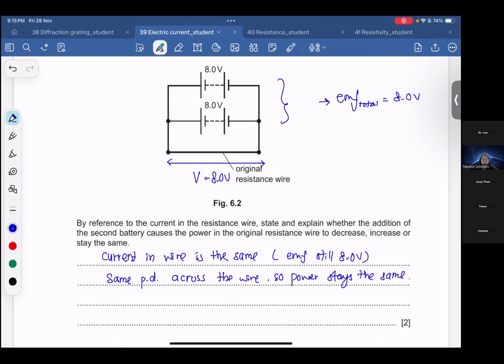Is that clear? Behind is the self-practice part. If you are facing any problem with the self-practice, because I wrote the final answer only, you can message me. I will print screen the working steps for you. Okay, if clear, then we go to lesson 40, resistance.